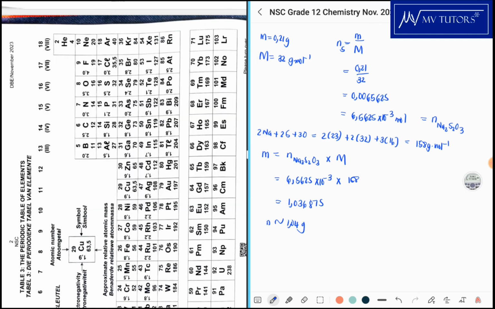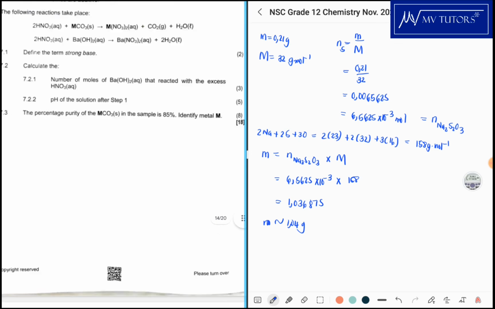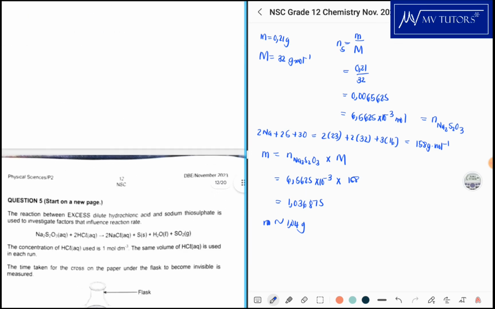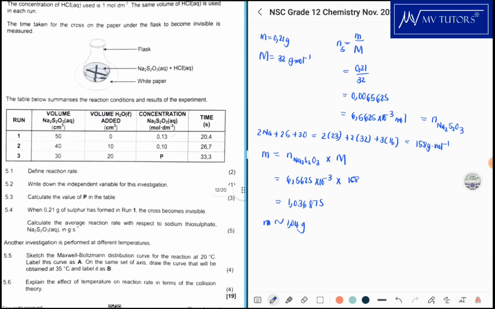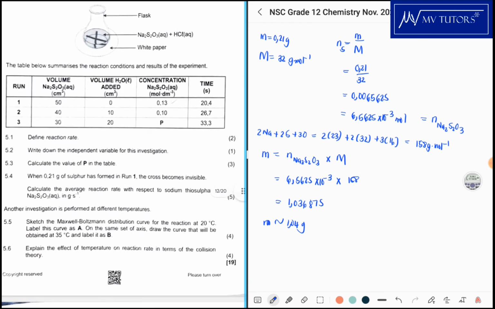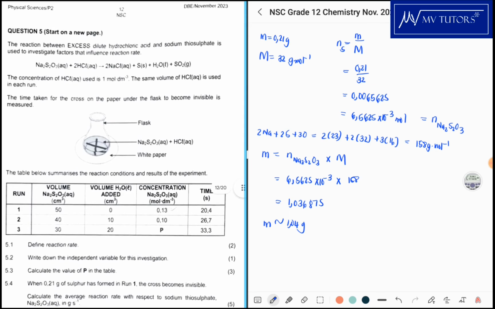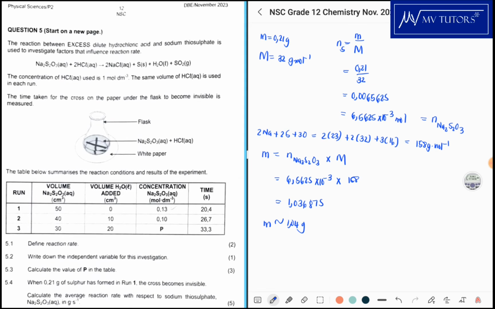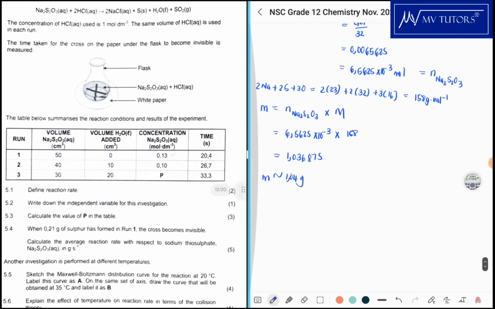Now, this mass of sodium thiosulfate is actually a theoretical mass. And I don't know how strict they are about you using the theoretical versus the actual. I'm saying this because we know that our limiting reagent here is sodium thiosulfate. So let's just check, let's just be sure.